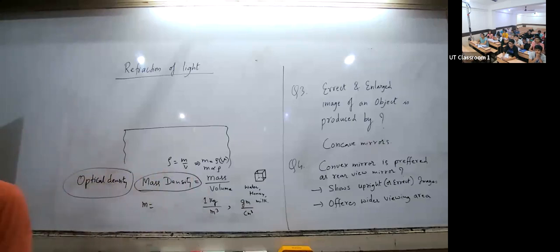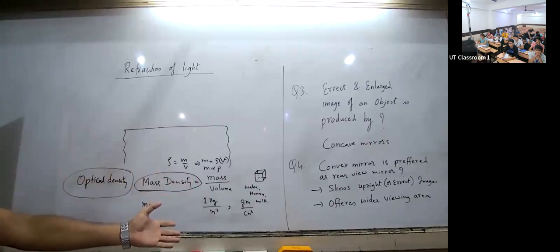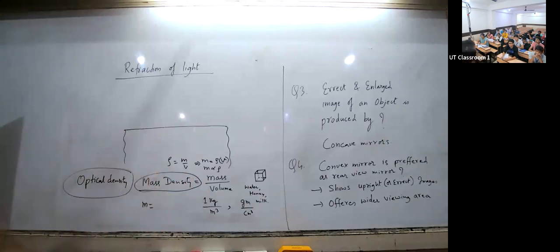What is optical density? A substance's mass density may be heavier, listen carefully, but its optical density may not be. In an optically dense substance, the speed of light reduces. How do we define optical density? Those substances in which the speed of light reduces more are denser than those substances in which the speed of light reduces less. Is it clear? So it is very different from mass density.